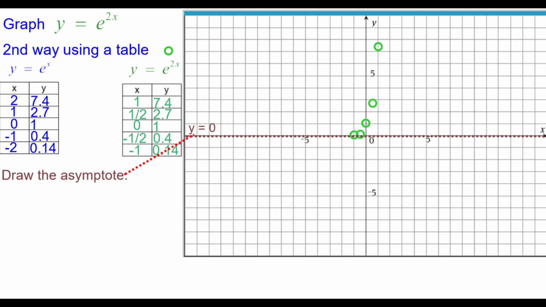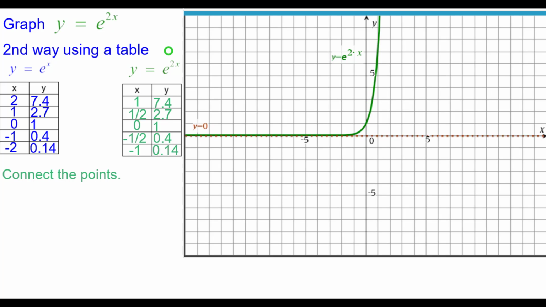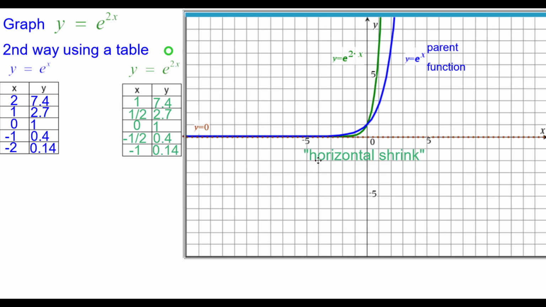Draw the asymptote, which is the x-axis, or the line y equals 0, and connect the points. Compare that to the parent function, and from blue to green, it's a horizontal shrink.